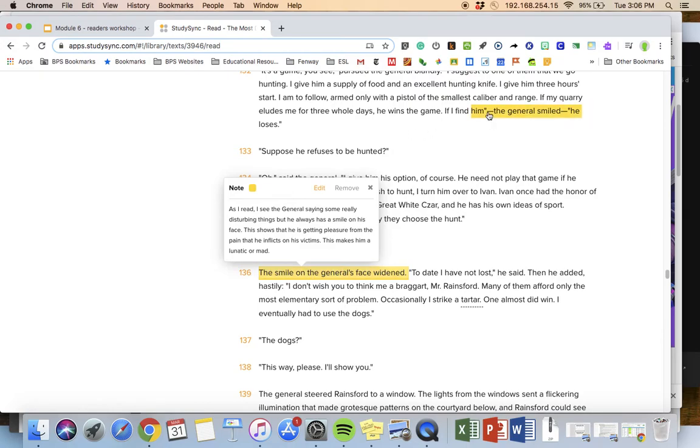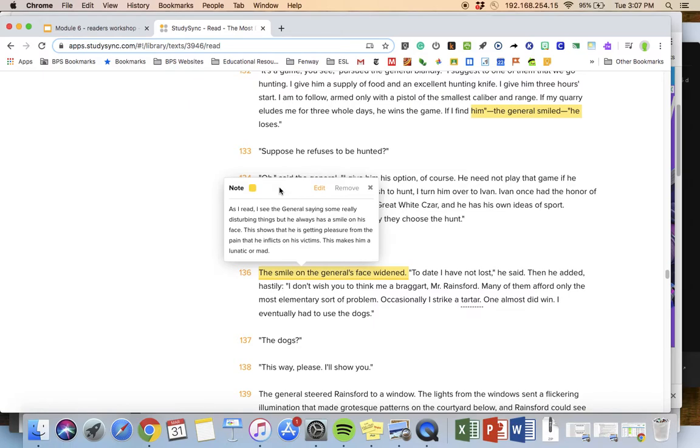So I didn't make a tag for each one of these. I made one at the end, and you can do this too in your independent reading book when you notice a pattern. I said, as I read, I see the general saying some really disturbing things, but he always has a smile on his face. I said, this shows that he is getting pleasure from the pain that he inflicts on his victims. And I turned that into a character trait for him. I said, this makes him a lunatic, crazy person, or he is mad. Not mad like angry, but mad like there's something not right in his mind. And the pattern of seeing him smile and talking about murder is what gave me those clues.